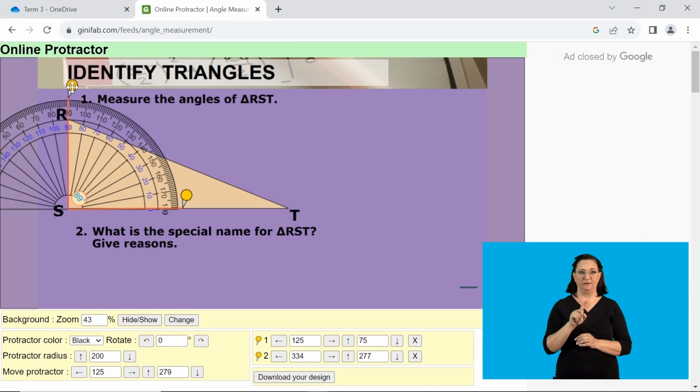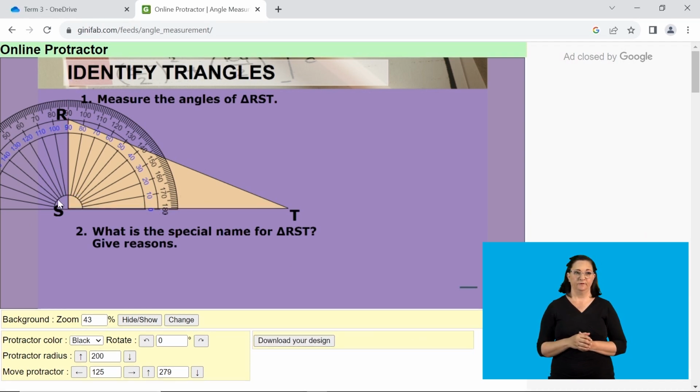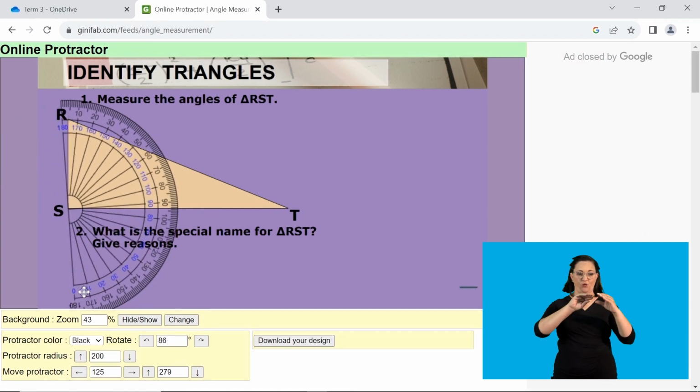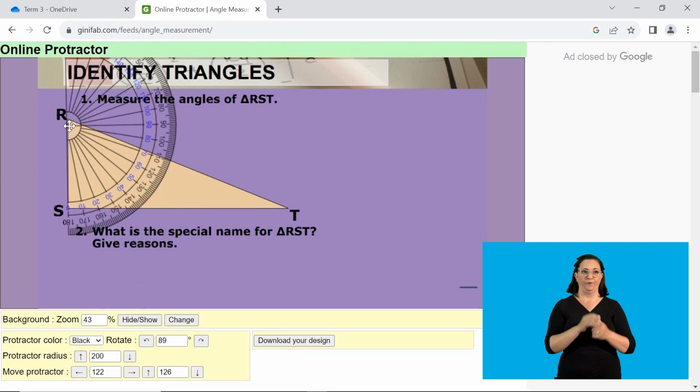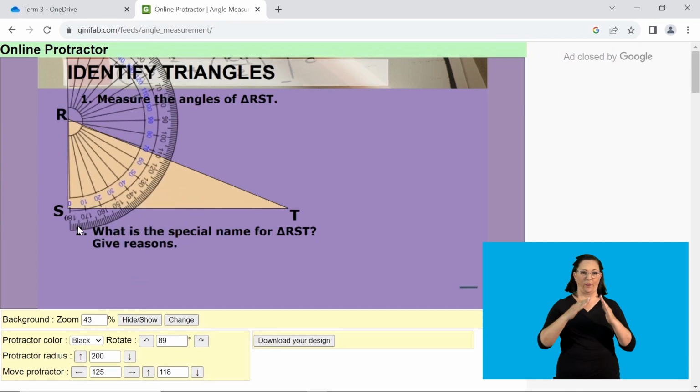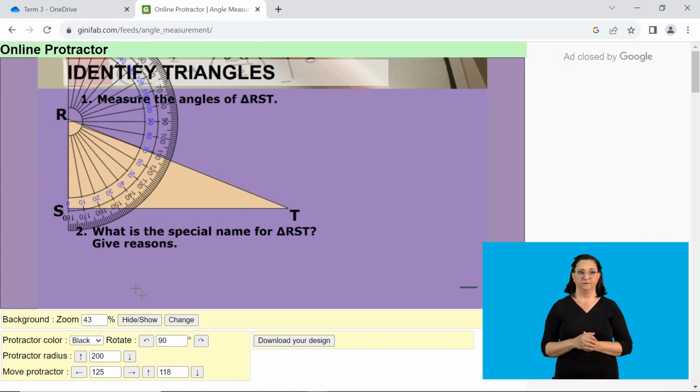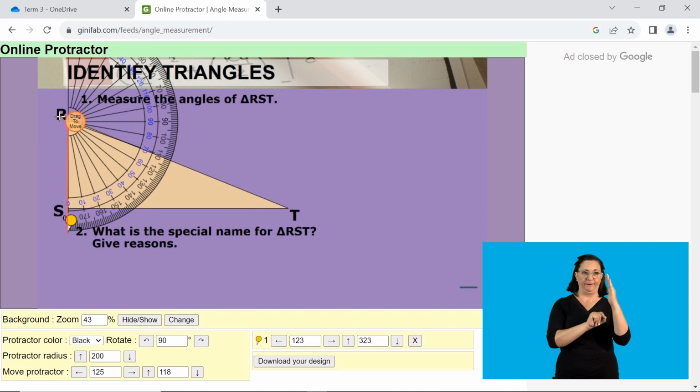It should give us 90 degrees because that's where the angle ends there. Then we move to the next one, the third one. Tilt the protractor over, move it to where the angle begins. Put a mark where it begins.